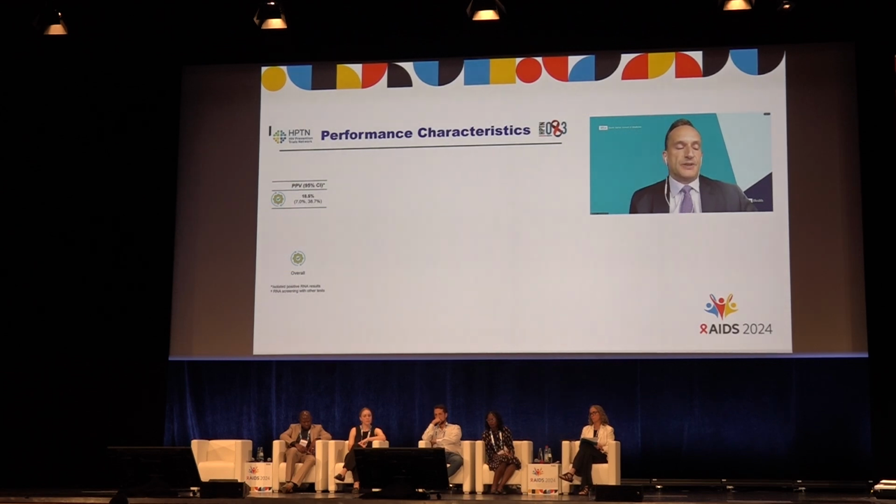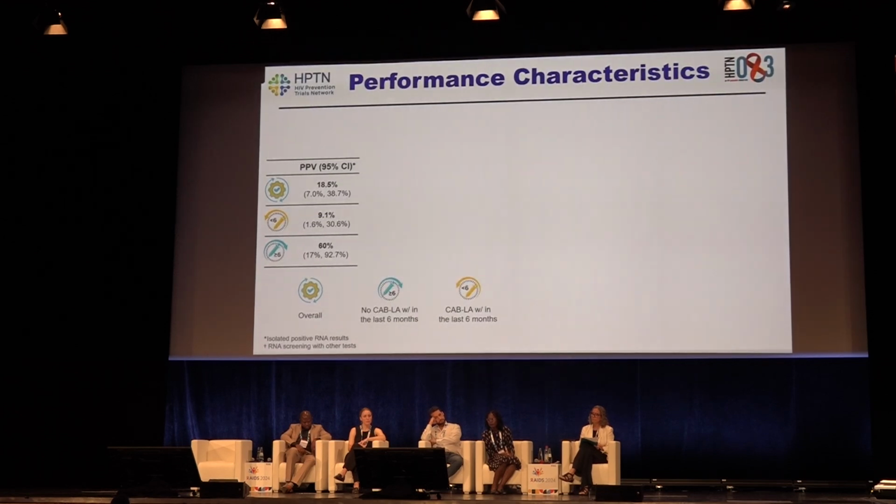The overall positive predictive value of a single isolated positive RNA test was 18.5%, with 95% confidence intervals shown here. When considered by proximity to CAB-LA injection, when CAB-LA had been administered in the past 6 months, the positive predictive value was 9.1%, with confidence intervals shown here, and 60% if there had not been CAB-LA administration in the last 6 months.